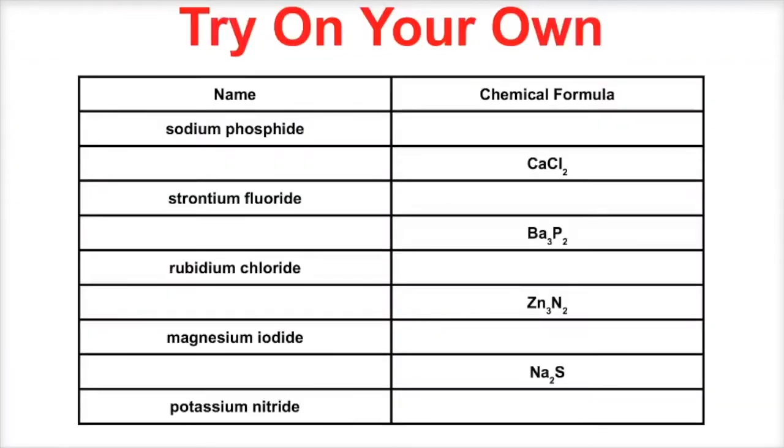So now that we worked through some example problems, try these. What I would do right now is pause this video and try to fill this table in, okay? Try to figure out the chemical formula for sodium phosphide. Try to figure out the name of this compound right here. Try to write the chemical formula for strontium fluoride. Pause this video. Take about 5 minutes to try these on your own, and I'm going to give you the answers right about now.